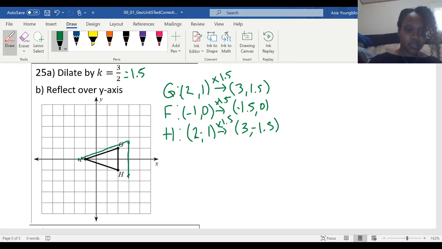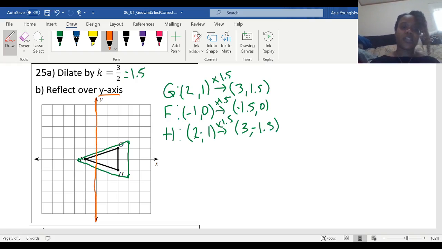Connecting point. And that is our figure after the dilation. For the second part of our similarity transformation, we need to reflect these points over the y-axis. So we're reflecting over the y-axis, which is here. So we want to look at how far away these points are from this line.